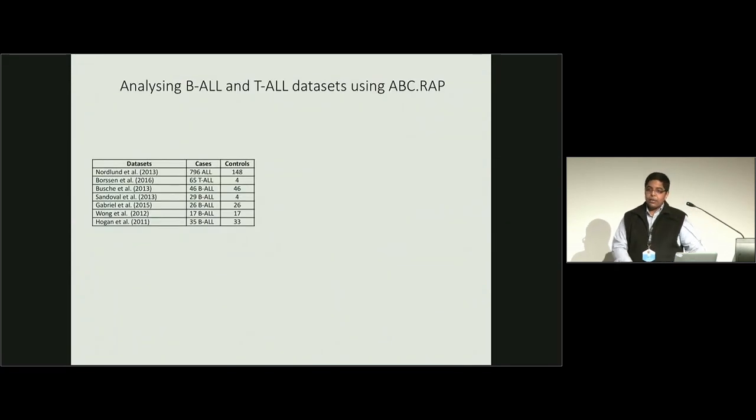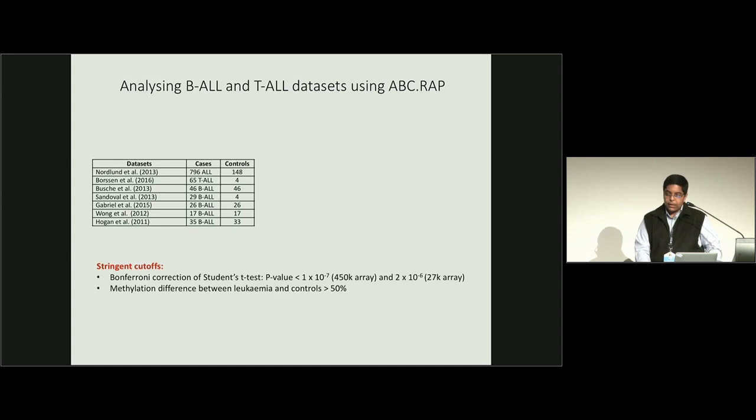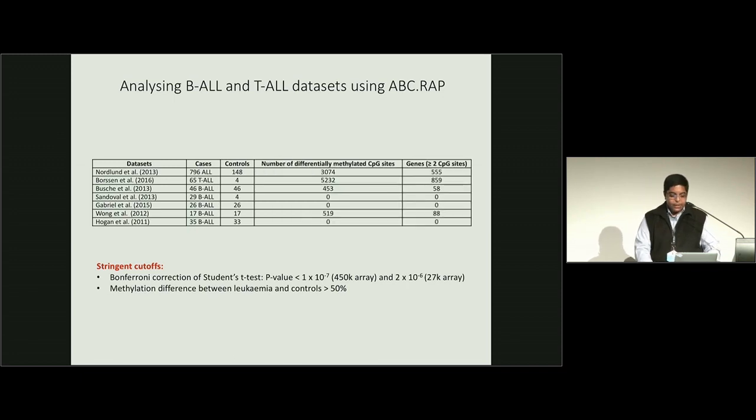So in order to find my methylation biomarkers, I went to the data repositories and searched for publicly available 450K array data. And I found 7 data sets that were suitable for the analysis. I applied stringent cutoff values, so I used a Bonferroni correction on the student's t-test, and also I decided that I want genes that have at least 50% difference in DNA methylation. Out of these 7 data sets, 4 of them provided lists of differentially methylated genes.